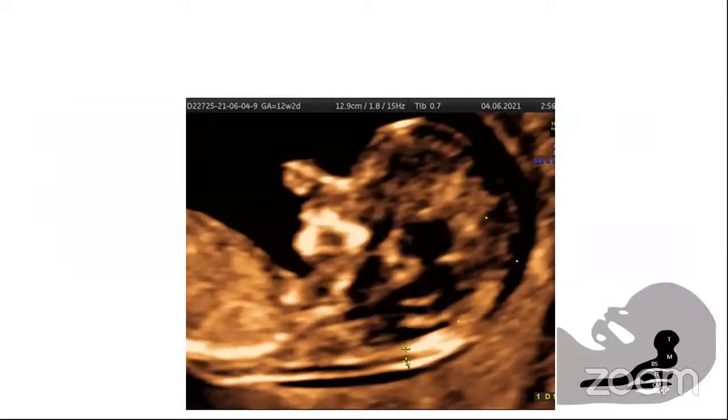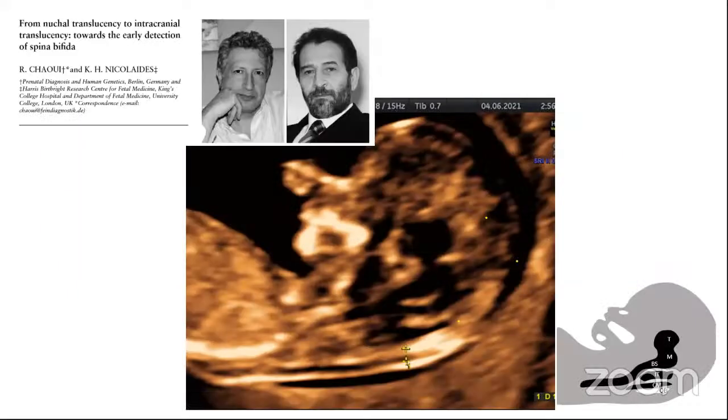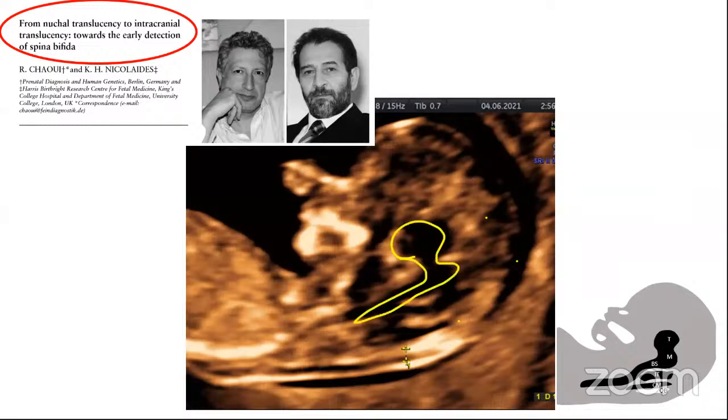Now, what about neuromarkers? What do you mean by neuromarkers? These are pointers to assess the structures in detail so as to increase the detection rates of anomalies. Now, what do I mean by this? This is the first marker, that is intracranial translucency, which was described by Professor Rabichawi and the stalwarts, Professor Nicolaides' group. And the femur-shaped structure which we see is the thalamus, midbrain, brainstem.